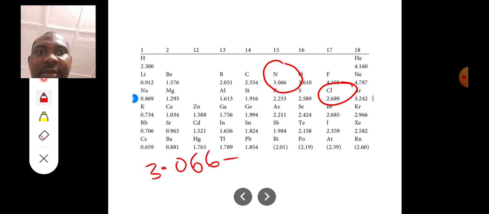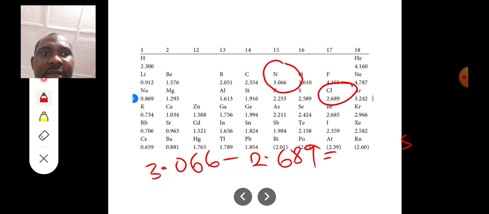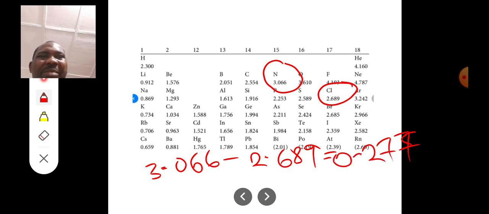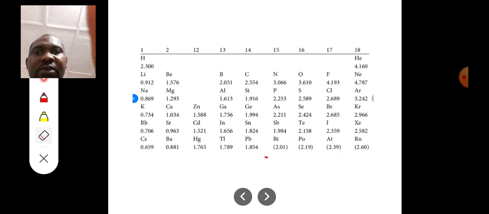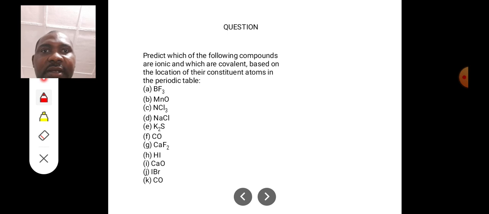3.066 minus 2.689. Now when we subtract that, I'm not with a calculator here, so that gives 0.377. So this is actually a pure covalent bond because it is even less than 0.4. Okay, so let's see more examples. I will just do one more. You can do the rest and send to me.